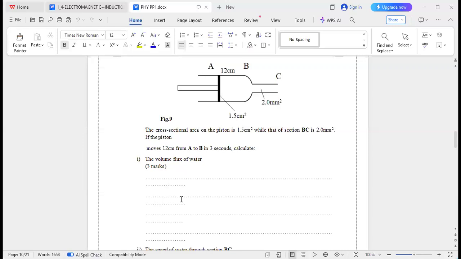And remember, volume flux is the same as flow rate. Those two terms mean the same thing. This is the volume of a fluid that passes a point within 1 second. So the answer should be in meters cubed per second.